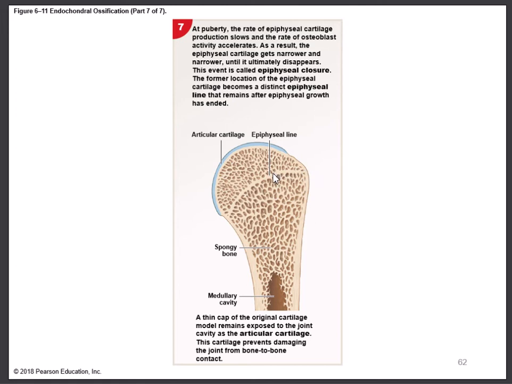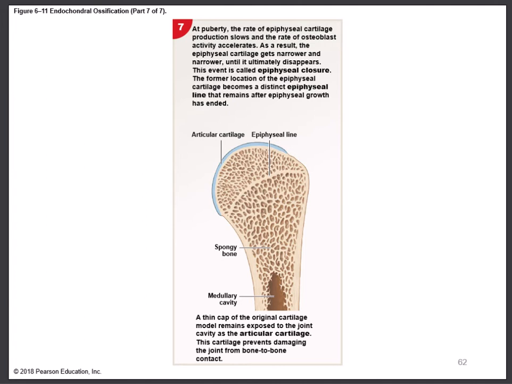We have what we call epiphyseal closure, and you see here there's like a line. This is where the epiphyseal plate, or the epiphyseal cartilage, was. We sometimes can see that on an X-ray. So that tells us that this bone is done growing. It's not going to grow in length any further.